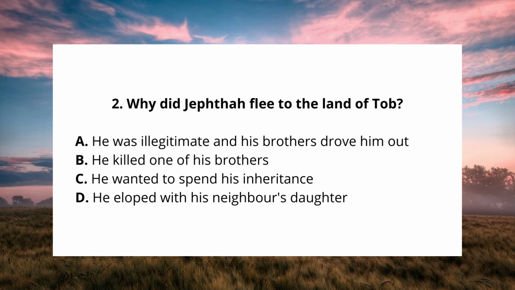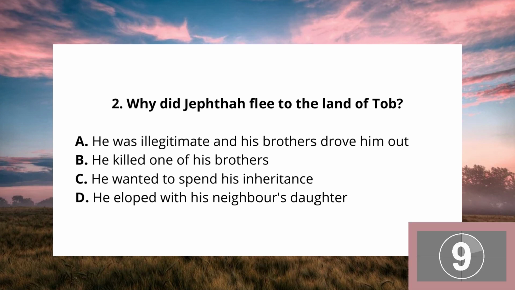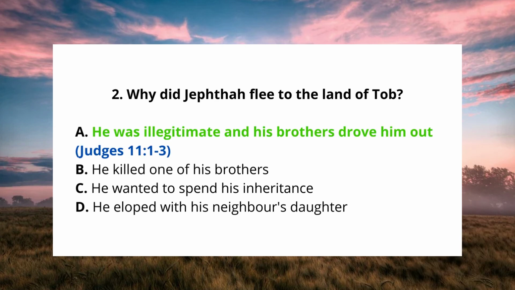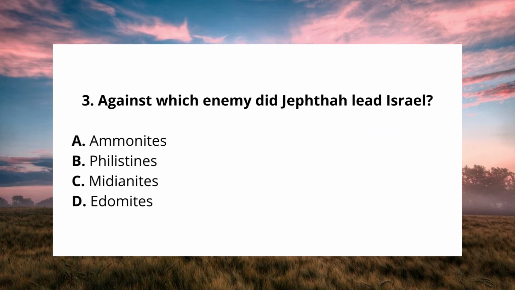Number 2. Why did Jephthah flee to the land of Tob? A. He was illegitimate and his brothers drove him out. B. He killed one of his brothers. C. He wanted to spend his inheritance. D. He eloped with his neighbor's daughter. You have 10 seconds. The answer is A. He was illegitimate and his brothers drove him out. And you can find this in Judges chapter 11 verses 1 to 3.